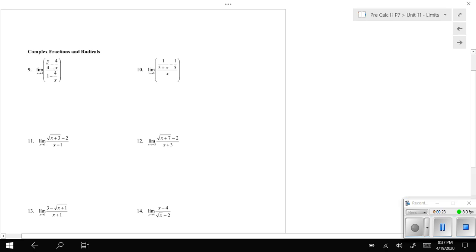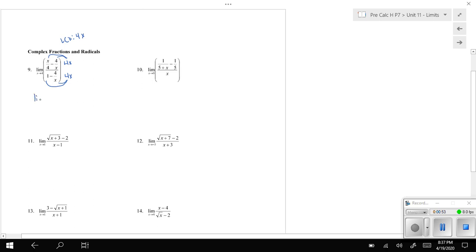So x over 4, 4 over x, 1 over 1, and 4 over x, and say, all right, what's the least common denominator of all these little fractions? And looking at it, I'm going to say the least common denominator is going to be 4x. So if I distribute a 4x into the top and bottom of the big fraction, I'm multiplying by 1. So I'm not changing the fraction itself. I'm just changing the way it looks.